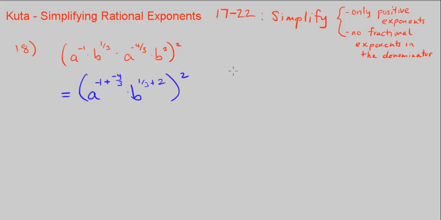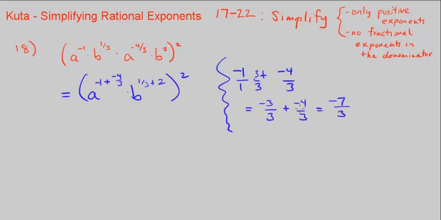Okay, so negative 1 plus negative 4 over 3. Let's do this work over here. Remember, what's the common denominator? Well, this is over 1. So if we multiply it by 3 over 3, we're going to get the common denominator of 3. So it's negative 3 over 3 plus negative 4 over 3. Now we can just add the numerators, and we get negative 7 over 3. So this is a to the negative 7 over 3 power times b.